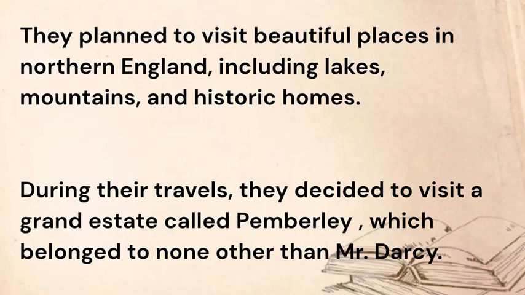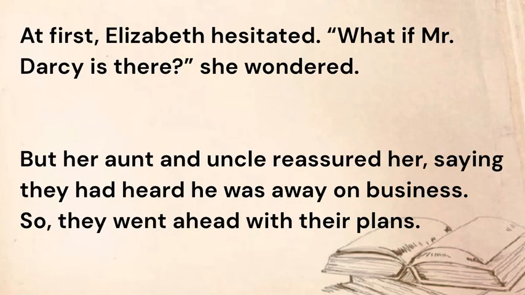During their travels, they decided to visit a grand estate called Pemberley, which belonged to none other than Mr. Darcy. At first, Elizabeth hesitated. "What if Mr. Darcy is there?" she wondered. But her aunt and uncle reassured her, saying they had heard he was away on business. So they went ahead with their plans.